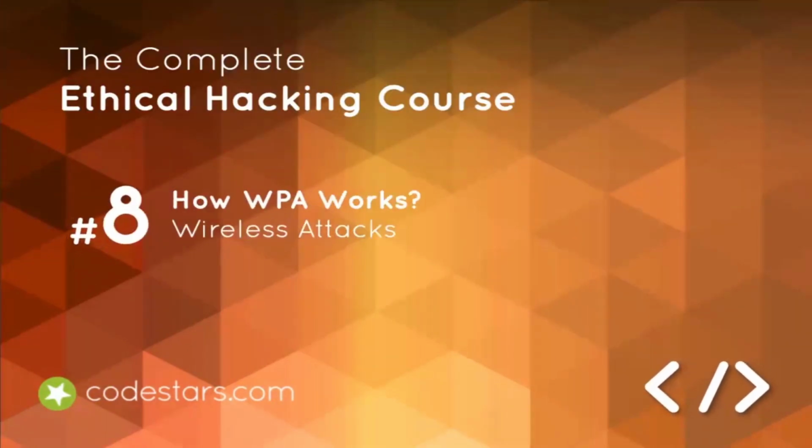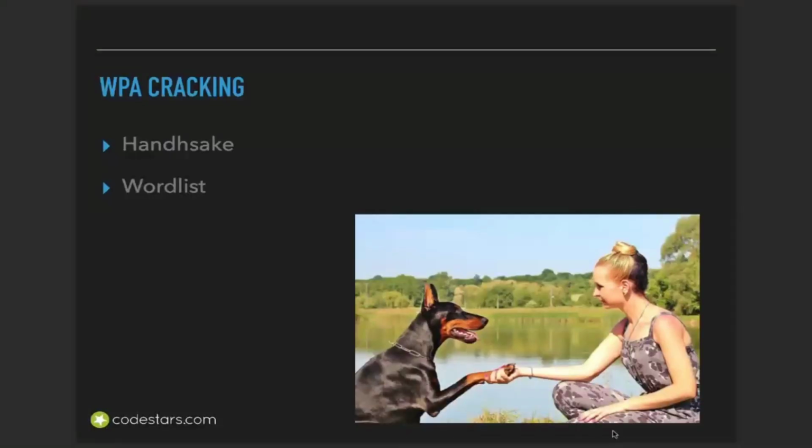Hi. Within this lecture, we're going to discuss how WPA and WPA2 actually work. So we have seen it's very easy to crack WEP encrypted routers, but it's really hard to crack WPA actually because we need a handshake and we need a word list in order to do that. And what's a handshake and what's a word list?